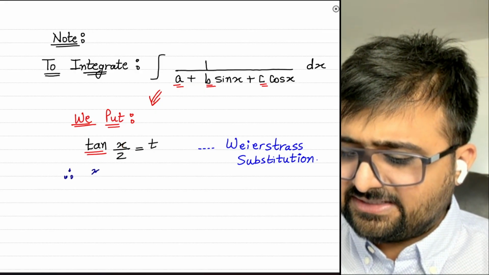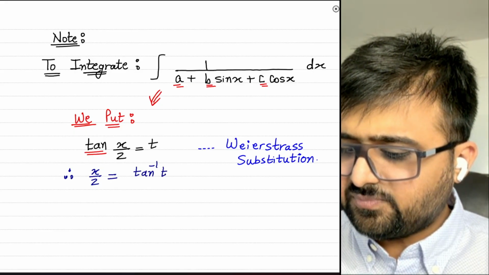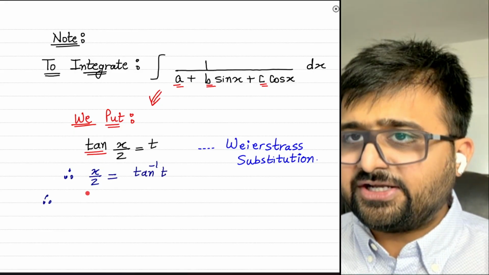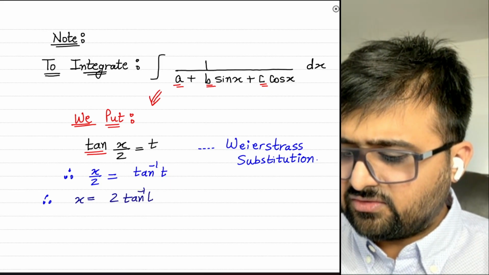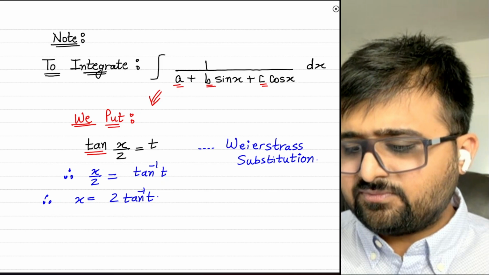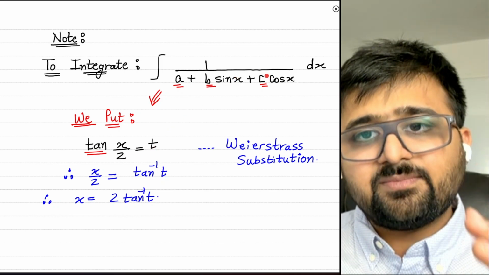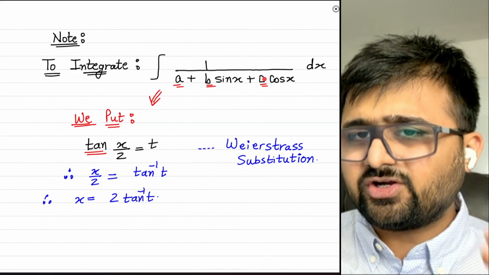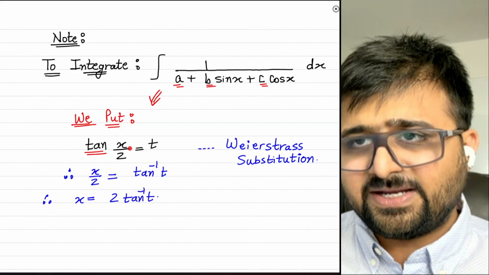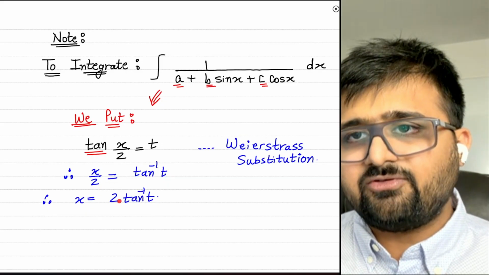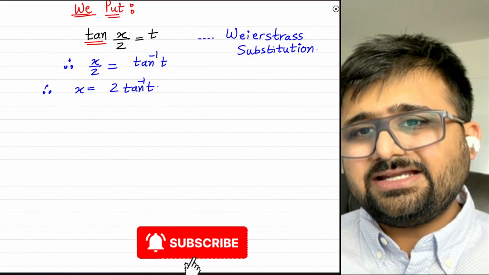So I can say that from here x by 2 is equal to tan inverse of t. Therefore, just multiply by 2, so you get x is equal to 2 tan inverse of t. Okay, why do I do this? Because the derivative of tan x by 2 that I'm putting as t is not present over here. Remember, in integration, whenever the derivative is not present, you first take the inverse of the function. So instead of having tan x by 2 is equal to t, just convert it in the form of x is equal to something in terms of t. After taking the inverse of the function, you can directly differentiate this.